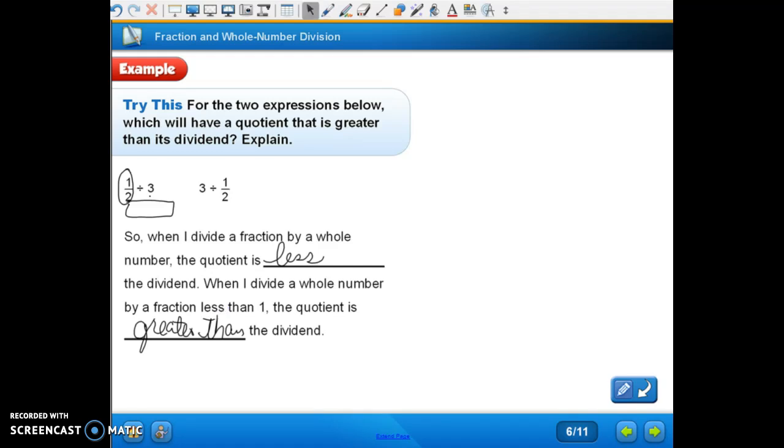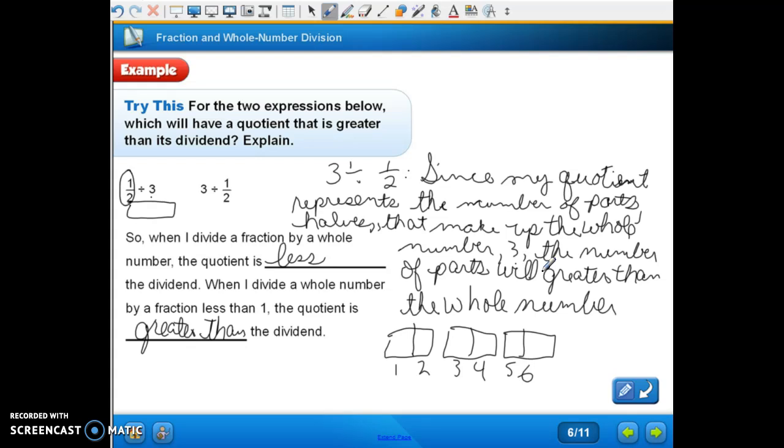Above this part, on the Try This, there is a question that says for the 2 expressions below, which will have a quotient that is greater than its dividend. And that answer would be 3 divided by 1/2. And why would that be? Okay, so you should put the number sentence 3 divided by 1/2. And it says, since my quotient represents the number of parts, halves, that make up the whole number 3, the number of parts will be greater than the whole number. So I had 3 and I divided it into halves. So I now have 6 halves.